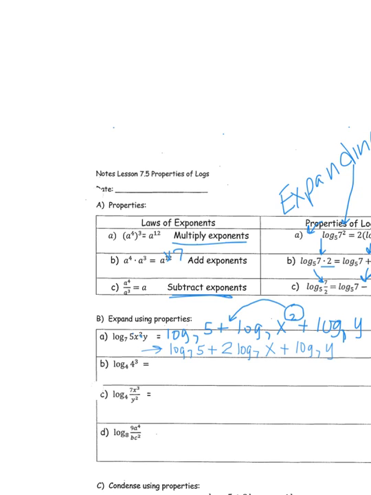Okay, so the next one, the only thing it has, if you notice, is a power. The power of 3, and the power will come down in front, so the answer would be 3 log to the base 4 of 4. We're not going to simplify log to the base 4 of 4, which is 1, if you remember. We're just going to leave it as that, and we're just going to expand using properties.